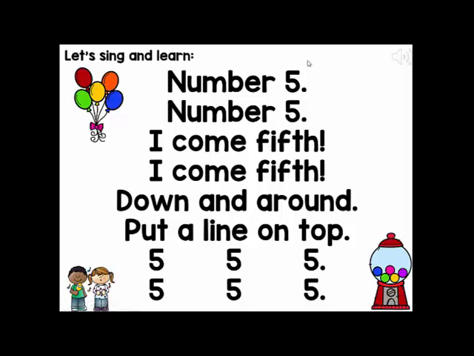Number 5, number 5. I come 5th, I come 5th. Down and around, put a line on top. 5, 5, 5, 5, 5, 5. Down and around, put a line on top.